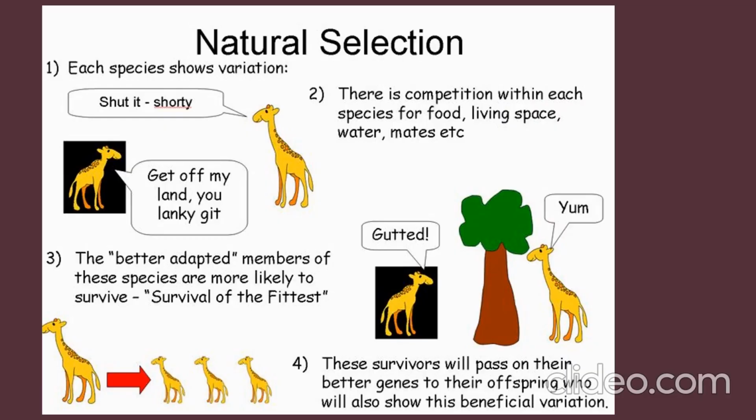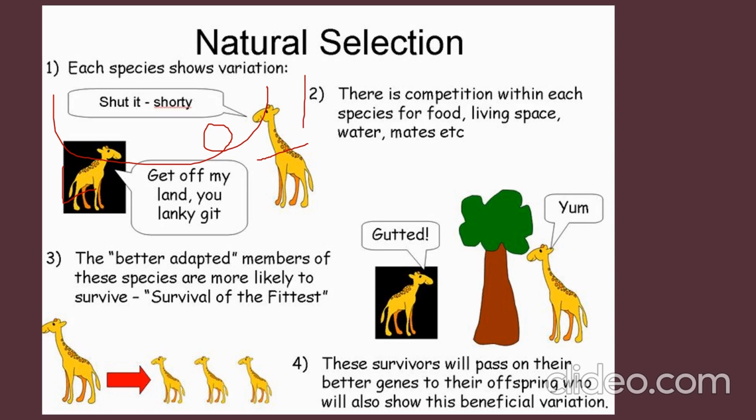So here's an example of natural selection. Each species shows variation. Diba? Iba-iba tayo, no? We talk about this. We have different height, we have different weight. Diba yun sa growth? So, merong small na giraffe. Sabi dun sa tall, get off my land.